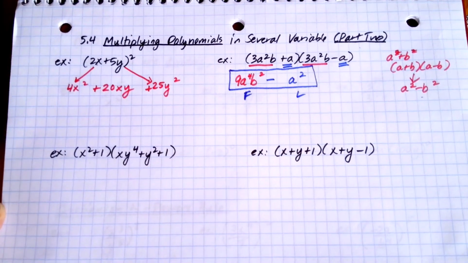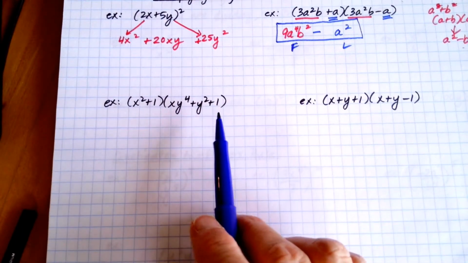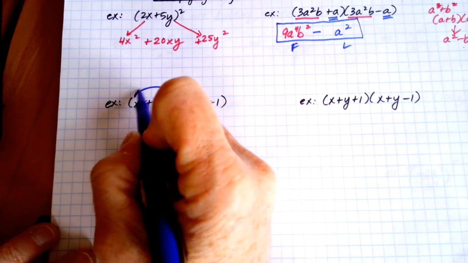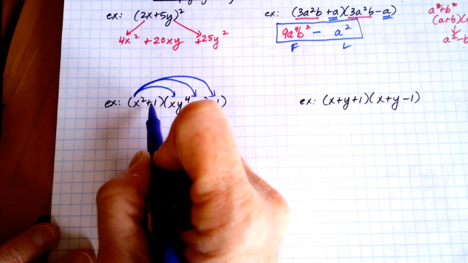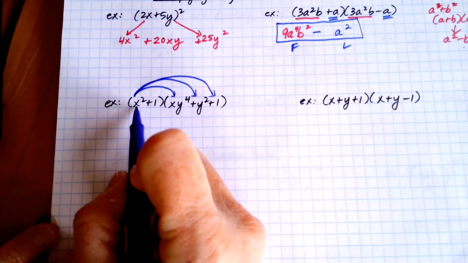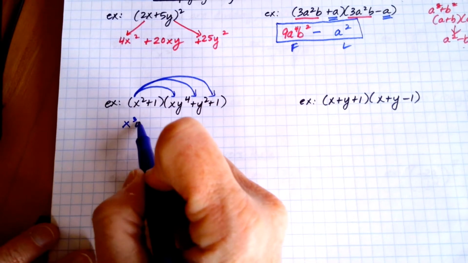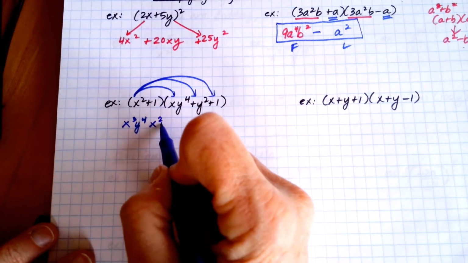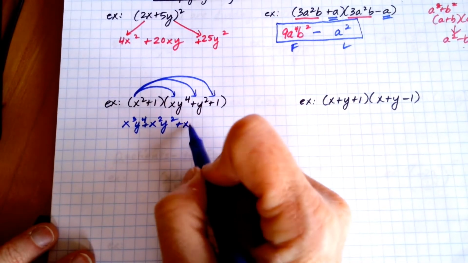Okay, and just like we did last week in class, this is a binomial times a trinomial. So we're going to take this x squared and we're going to multiply by each term in the other parenthesis set. We're going to ignore this one altogether at the moment. So x squared times xy to the fourth is x cubed y to the fourth. x squared times y squared is x squared y squared. And then x squared times 1 is x squared.